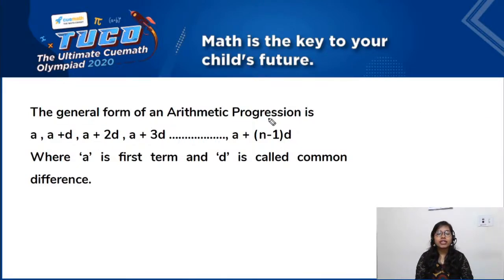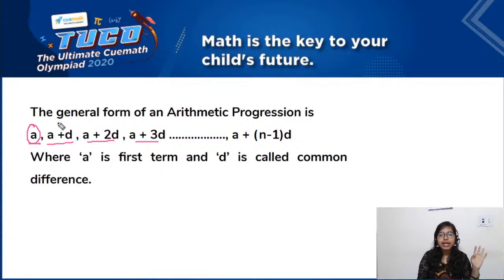The general form of an arithmetic progression is a, a plus d, a plus 2d, a plus 3d. How do we conclude this? We conclude this from the previous example. Each time, the d's are getting added. In the first term, we did not have any d. In the second term, we had 1d added. In the third term, we had 2d added. In the fourth term, we had 3d added.